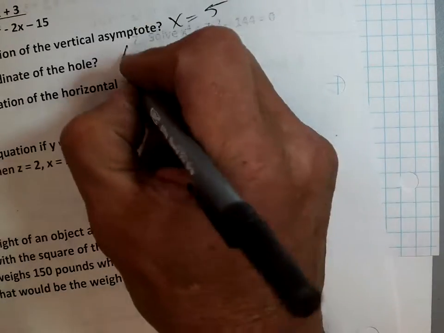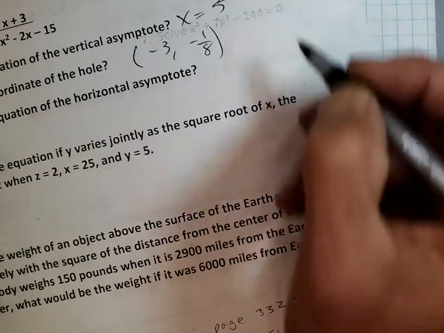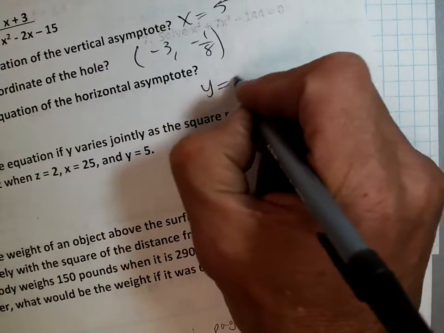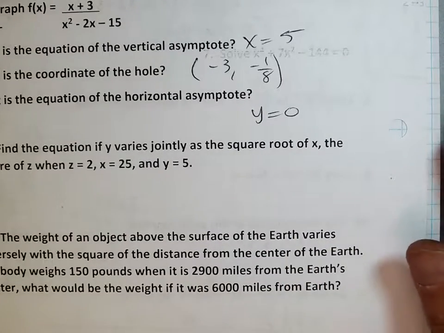What's the coordinate of the hole? We know the hole's at (-3, -1/8). What is the equation of the horizontal asymptote? It's y equals 0, right? Because we gobbled up and we got 1 over infinity, which is 0.